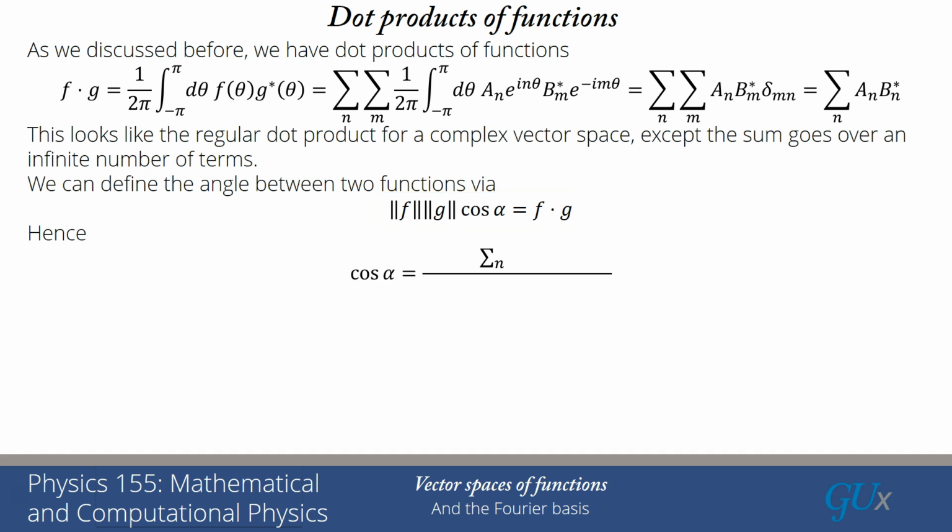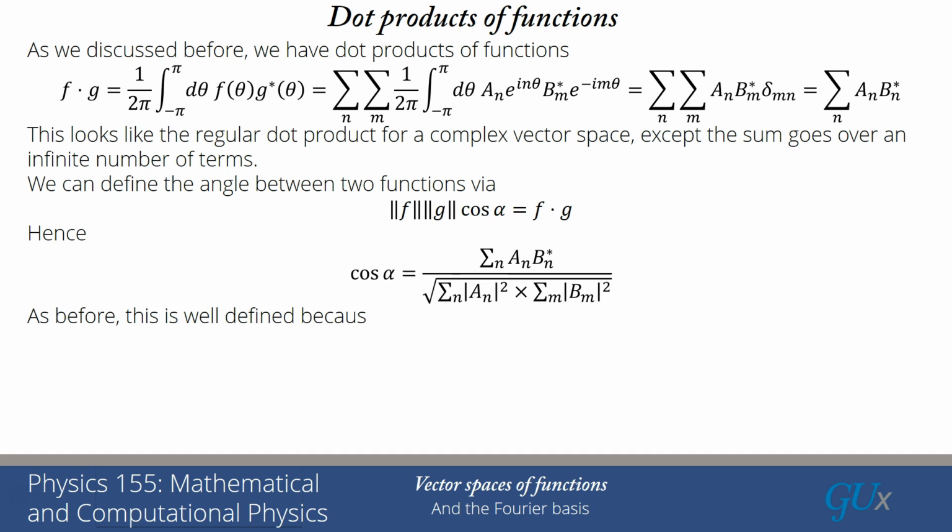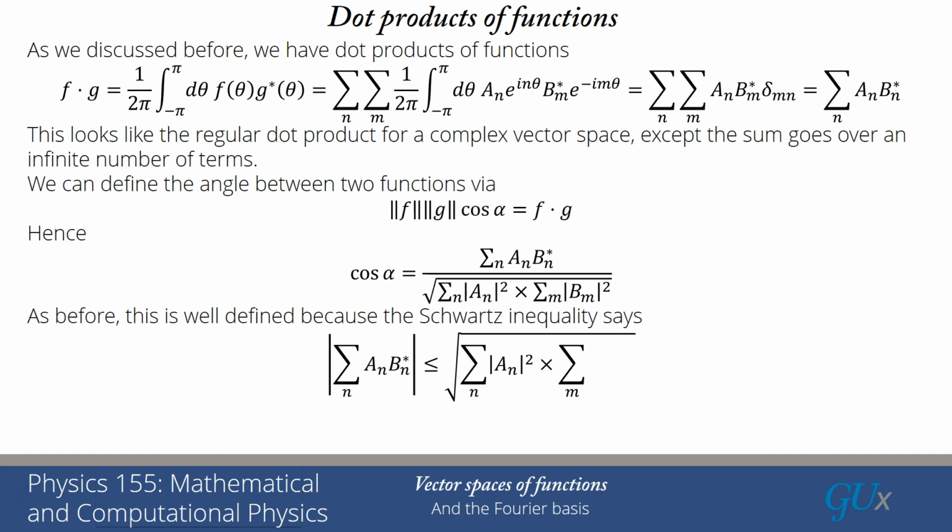And we can plug in what those norms and those dot products are in terms of the a's and the b's, and we get this formula for the cosine of the angle: sum over n of a_n b_n star divided by the square root of the sum over n of modulus a_n squared times the sum over m of modulus b_m squared. Now, as before, one question you might ask is: does this thing on the right-hand side always have an absolute value less than or equal to 1? It turns out it does, because of the Schwarz inequality.